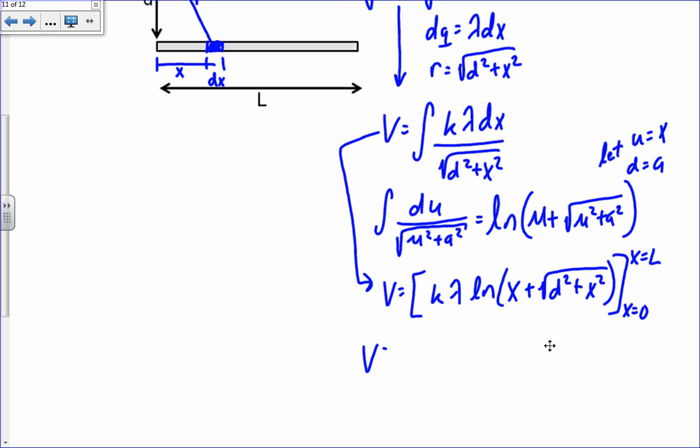And then my voltage at that point is k lambda natural log of L plus the square root of d squared plus L squared. And that's the answer.